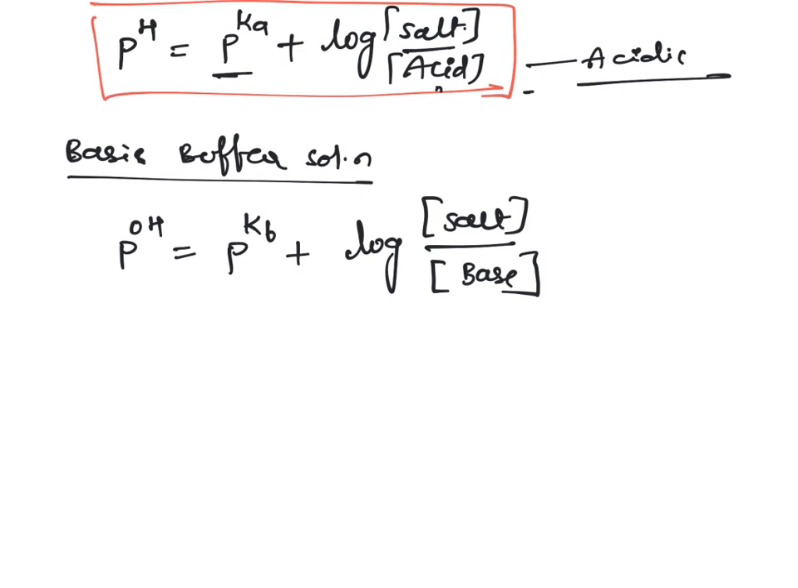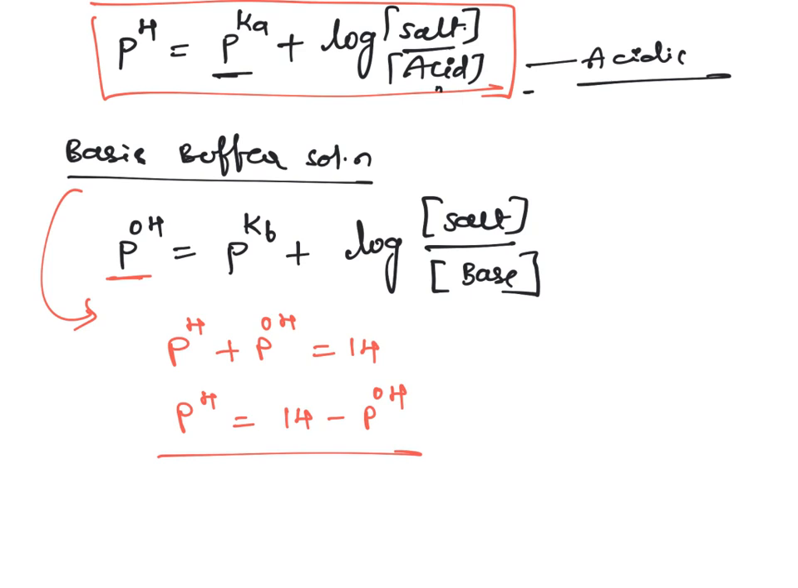Sometimes for a basic buffer solution they may ask for pH, and we know that pH plus pOH equals 14. First we have to calculate pOH, and after that we can calculate pH by taking this equation, pH plus pOH equals 14, so pH equals 14 minus pOH. Then we can calculate the basic buffer pH. Let's take some problems.